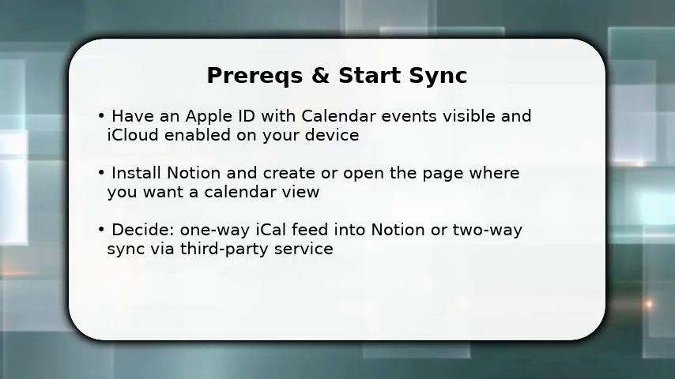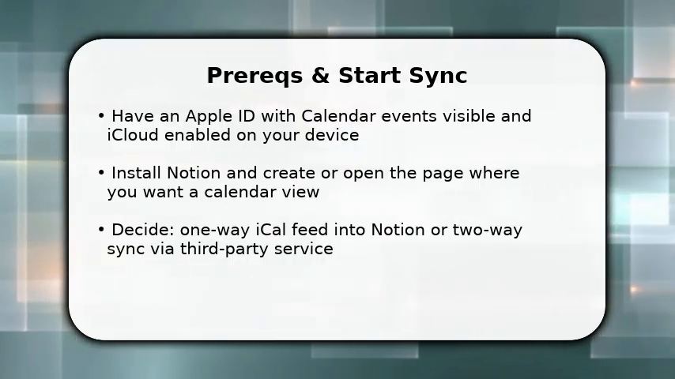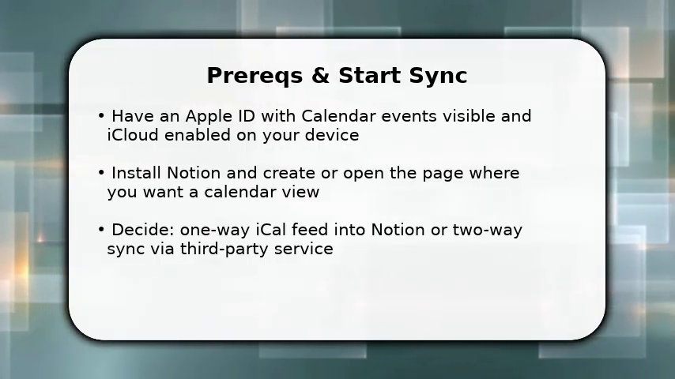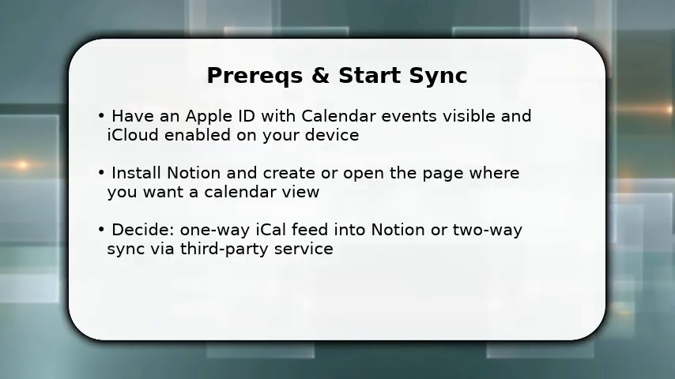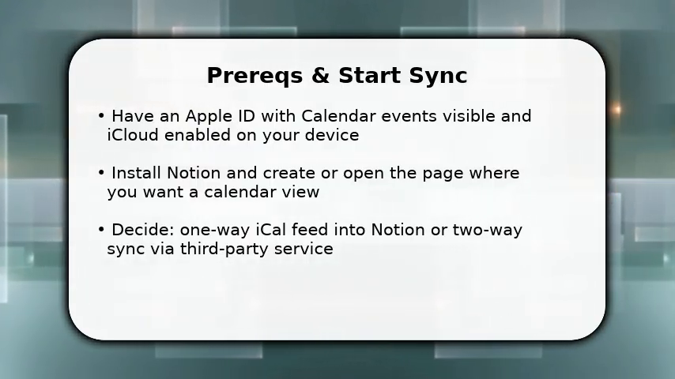Next, open Apple Calendar on macOS or iCloud.com and locate the calendar you'll publish. Make sure that calendar is allowed for public or shareable links. Then copy the calendar's iCal URL. You'll use it in Notion or in a third-party sync tool to link events.